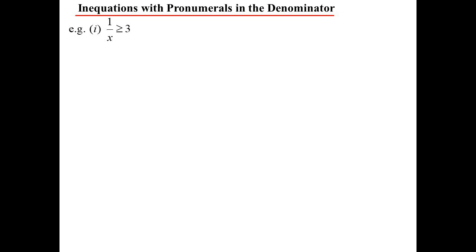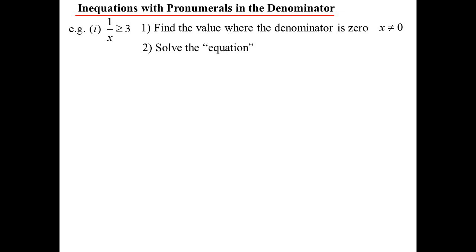What's causing me the problem with this is the denominator, because we know that the bottom of the fraction can't equal 0. That is going to create a boundary point, a critical point. So I know x cannot equal 0. So x equals 0 is going to be a key part of this solution. Then just solve it like it's an equation rather than an inequation. So 1 over x is equal to 3 gives me x equals a third.